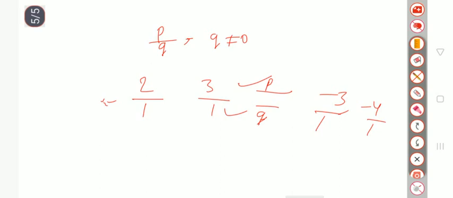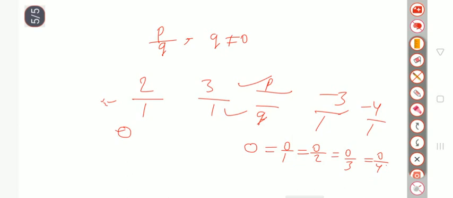Okay, all the whole numbers. You may confuse here also. If anyone is asking is 0 a rational number, it is the first question of NCERT 1.1. So you have to tell yes, 0 is a rational number. 0 is a rational number because we can write 0 as 0 by 1, 0 by 2, 0 by 3, 0 by 4. We can write it in the form of p by q.